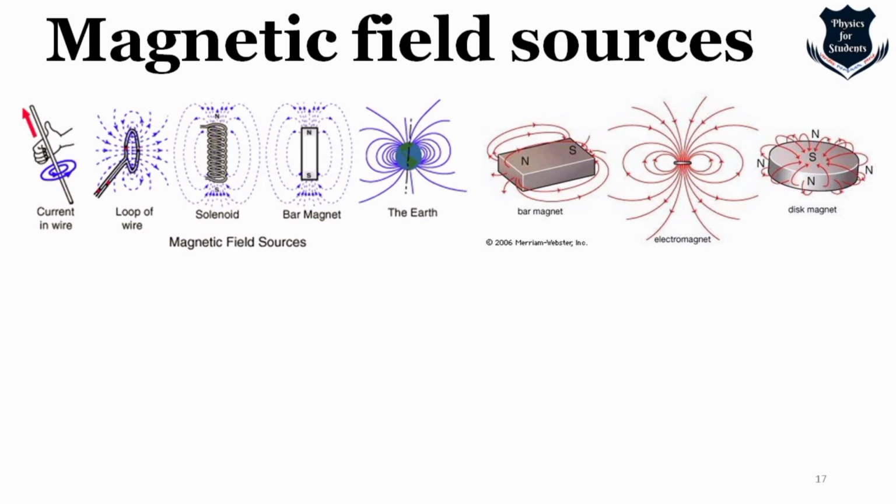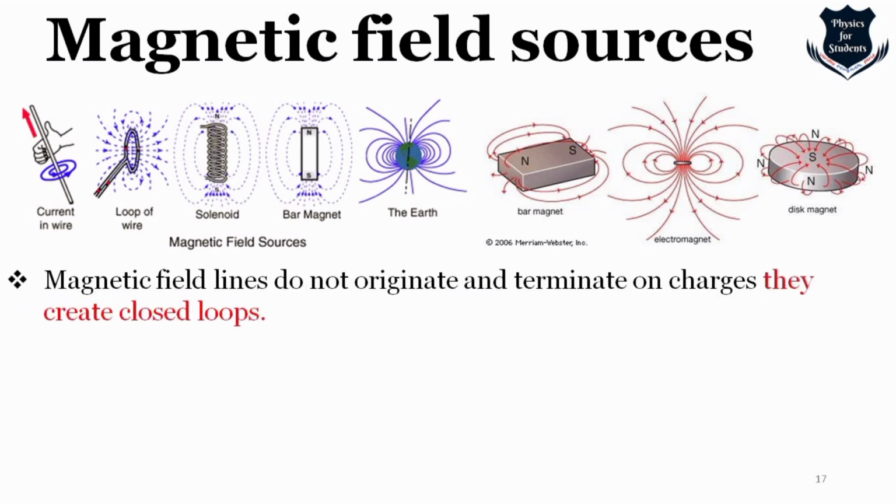But there are a few good observations worth noting. First is that magnetic field lines do not originate or terminate on charges, right? They are always creating loops, and that is why they don't have a sink. So you can understand all these: the bar magnet, the electromagnet, the disk magnet, the Earth, all of them are creating loops. This is very important to note.